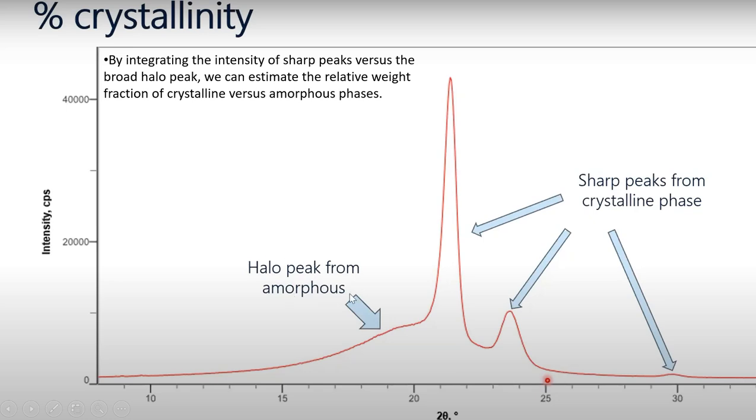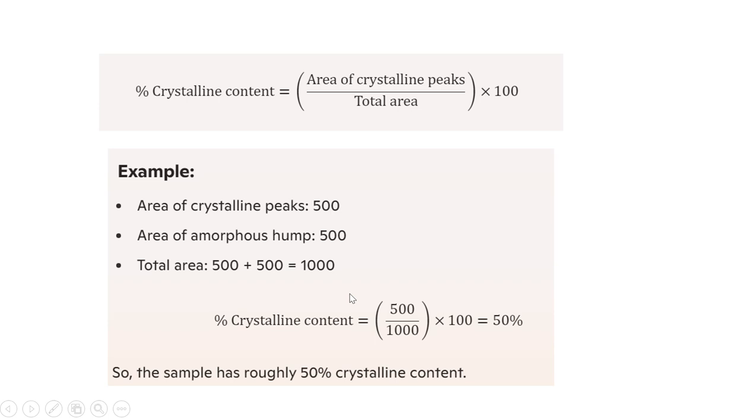By integrating the intensity of sharp peak versus the broad hollow peak, we can estimate the relative weight fraction of crystalline versus the amorphous phase. Similarly, we can find the percentage of crystallinity using this formula. That is, the percentage of crystalline content equals the area of crystalline peak upon total area into 100.